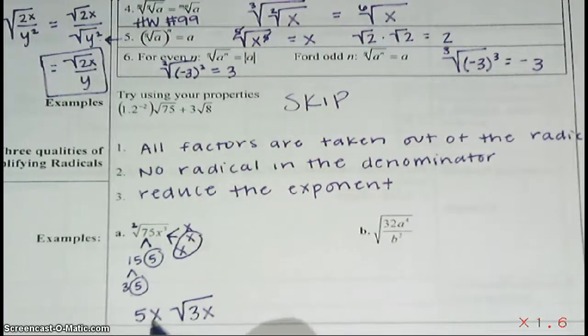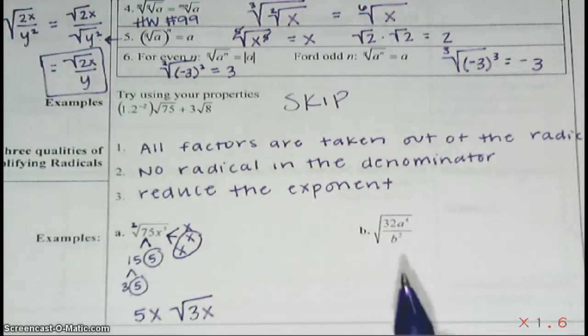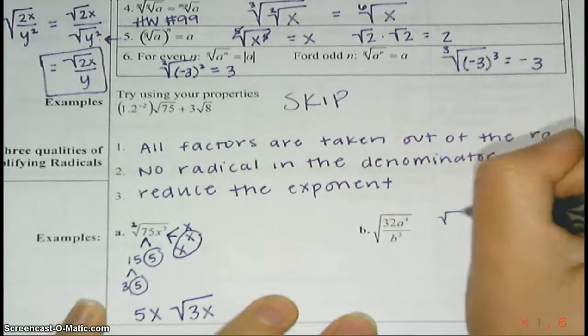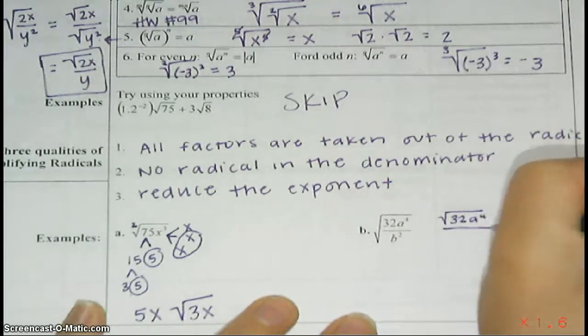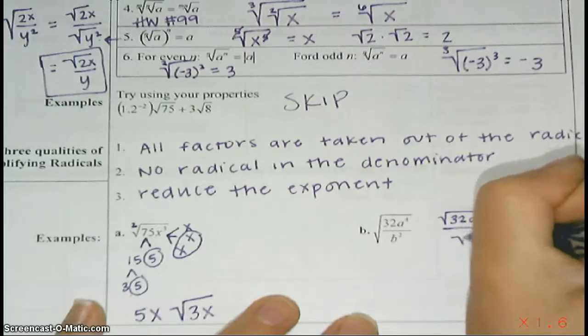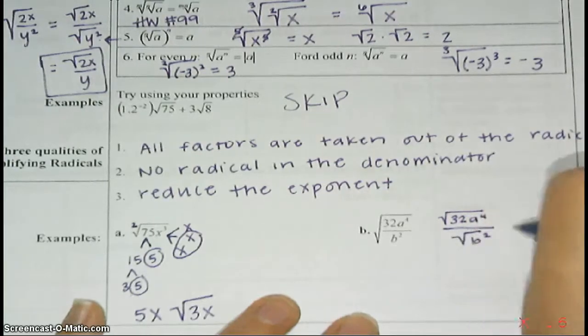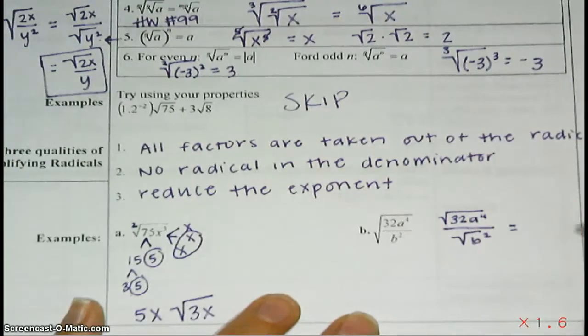Part B actually uses some of the properties that we talked about above. What I would maybe do is split apart the radical first, so that you're taking the square root of 32a to the fourth, and then do that separately from the square root of b squared, leaving you with the b on the bottom.